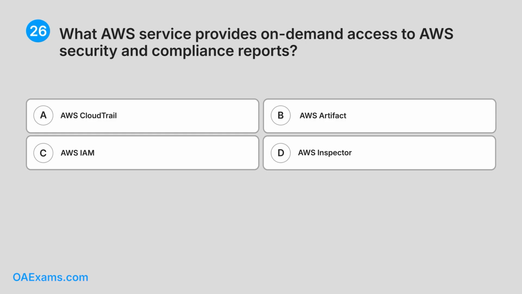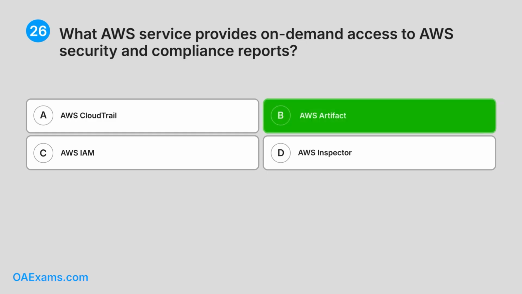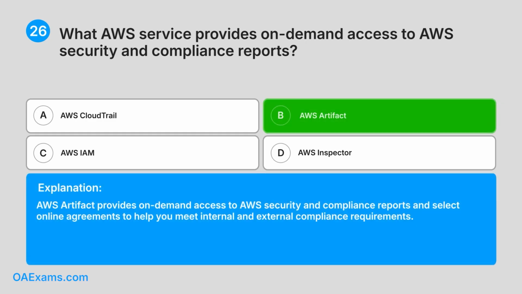Correct answer B. Explanation. AWS Artifact provides on-demand access to AWS security and compliance reports and select online agreements to help you meet internal and external compliance requirements.